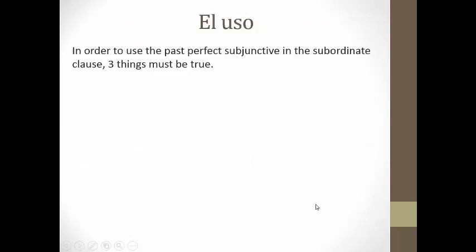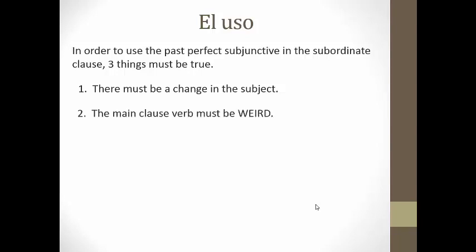Okay, so let's get back to usage here. To use the past perfect subjunctive, 3 things are going to have to be true in your sentence. One, just like all subjunctive sentences, there's going to have to be a change in subject. Two, that main clause verb is going to have to be weird.